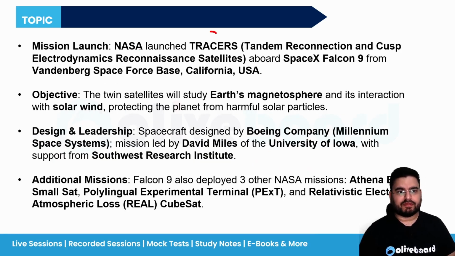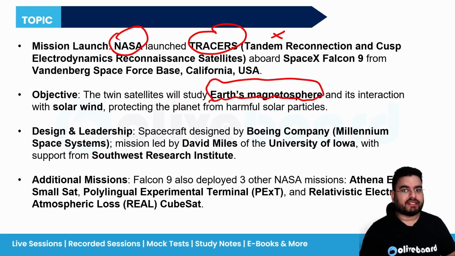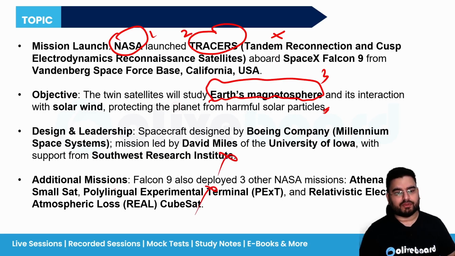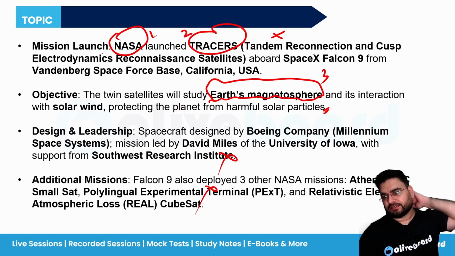So what is the name of the mission? Tracers. You don't have to remember the entire full form, just remember the Tracers mission. Who has launched? NASA. Okay, right? And what is the objective? To study Earth's magnetosphere. Three things: 1, 2, 3 you have to remember, rest you don't have to remember. Okay, chalo.